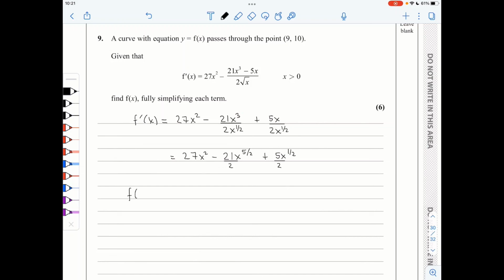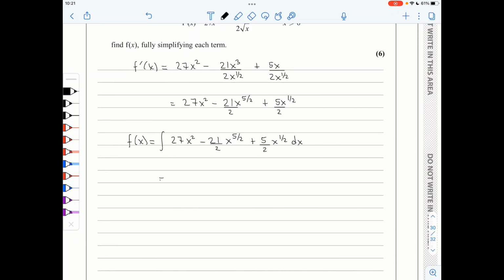Now to find f of x, I will integrate 27x squared minus 21 over 2 x to the 5 over 2 plus 5 over 2 x to the half dx. So we increase the power by 1, dividing by the new power: 27x cubed over 3 minus 21 over 2 x to the 7 over 2, over 7 over 2, plus 5 over 2 x to the 3 over 2, over 3 over 2, plus c.